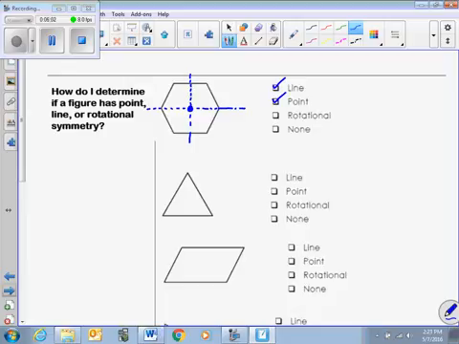Rotational symmetry. Well, if I have point symmetry, I have rotational symmetry, but what degree of rotational symmetry do we have? How many degrees would we have to turn this thing until it was mapped onto itself? I think we could do it with 60 degrees.